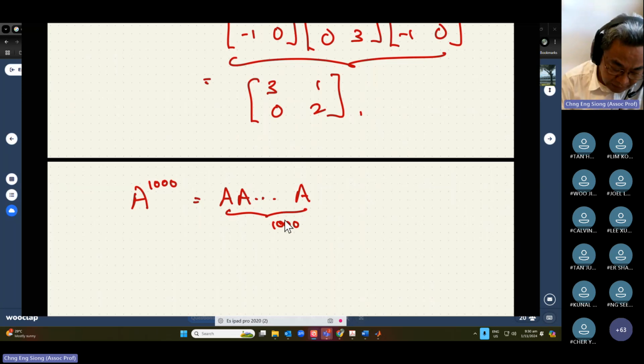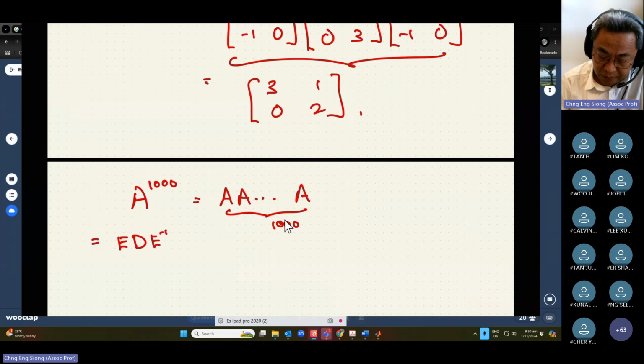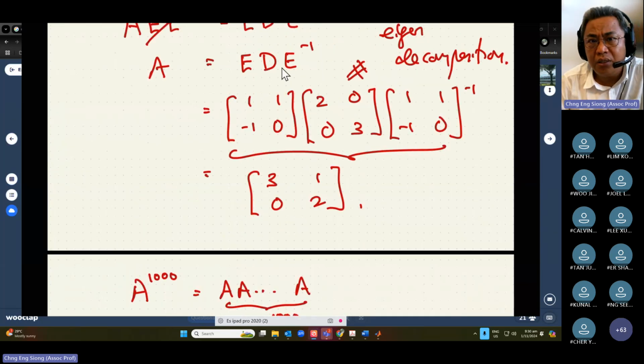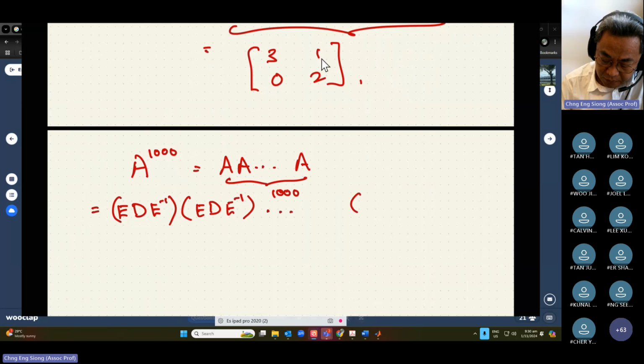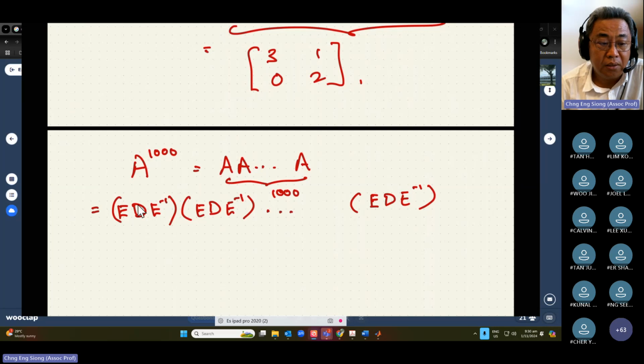But remember, what is A? A is E D E inverse, right? We've got E D E inverse, E D E inverse 1,000 times. Because we know that it doesn't matter about the brackets, right? What's the thing? It's associative. So we can throw away the brackets.